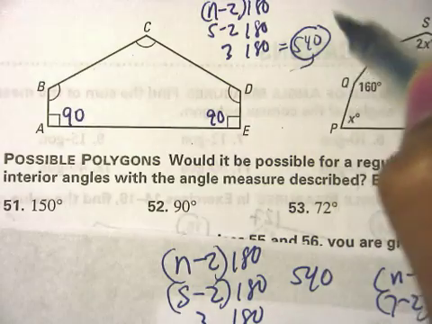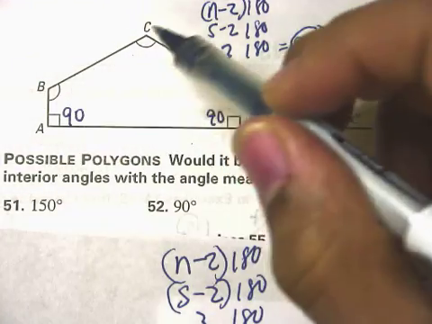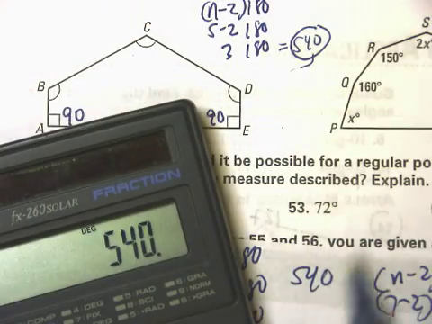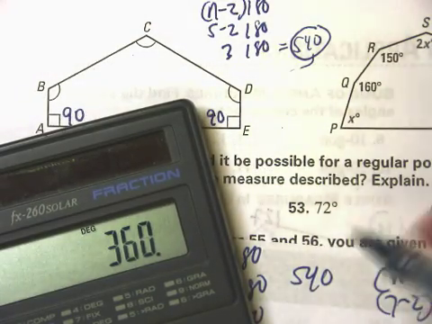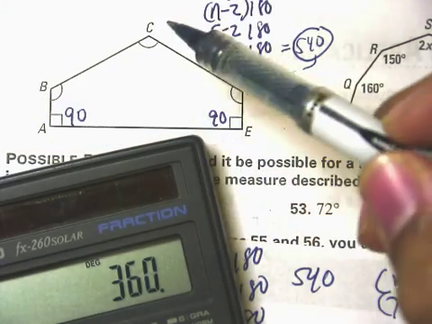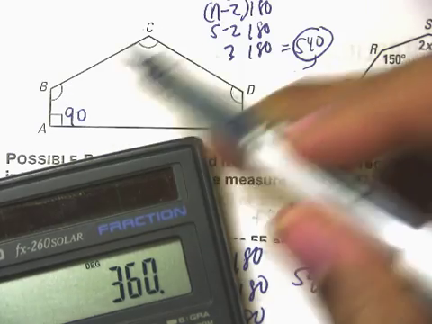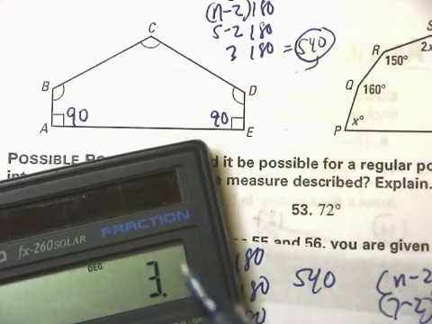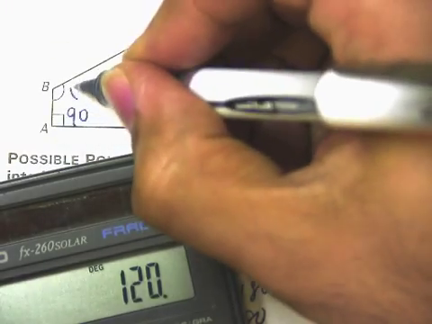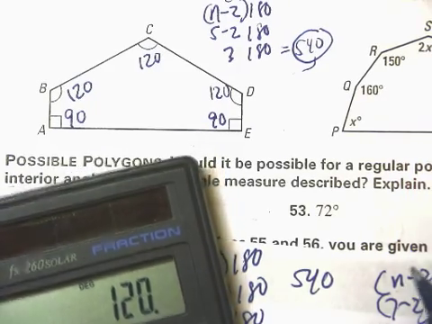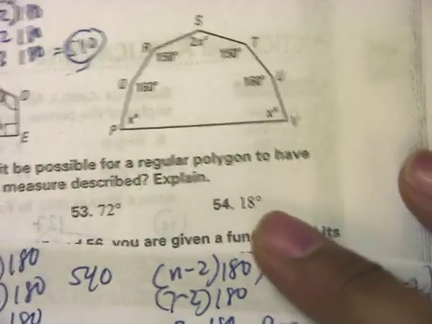Well, if I have 540 degrees, I've already used up 90 and 90. So if I subtract 180 from 540, I'll know how much I'll have between these angles here. So remember, 90 and 90 is 180. So 540 minus 180 is 360. That means that I have 360 degrees left to divvy up between 1, 2, and 3 angles. Now from these marks here, I can see that these angles are congruent. So 360 divided by 3 tells me that each of these angles is 120 degrees.